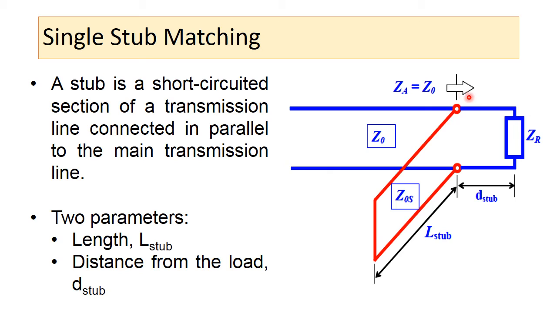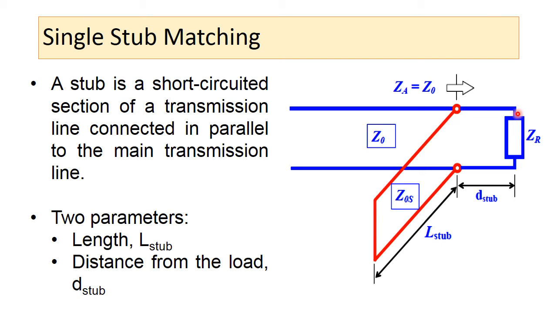So here we discuss the single stub matching. Here the line which is connected as a stub is connected in shunt with the main line. So here is a main line which is terminated in the load impedance ZR. Z0 is the characteristic impedance of the line. Naturally, Z0 is not equal to ZR, so there will be reflections.